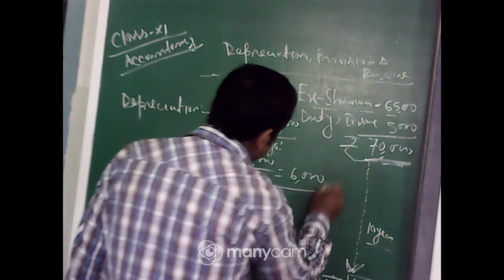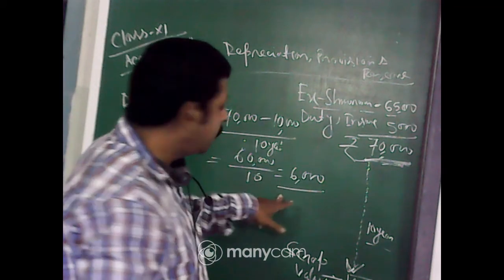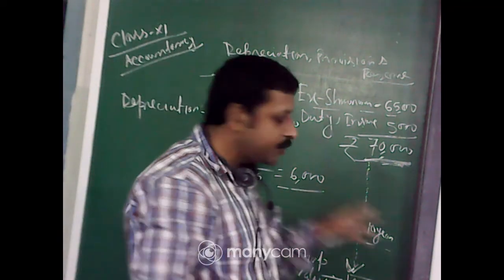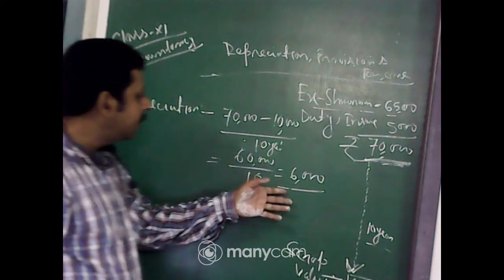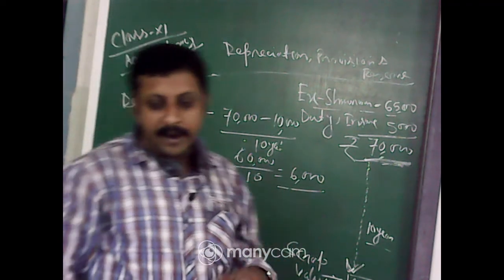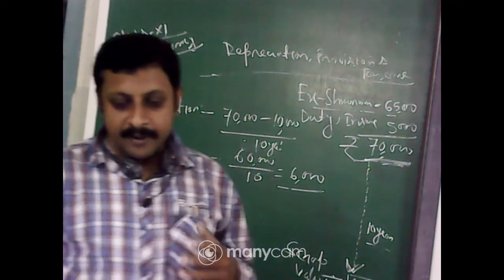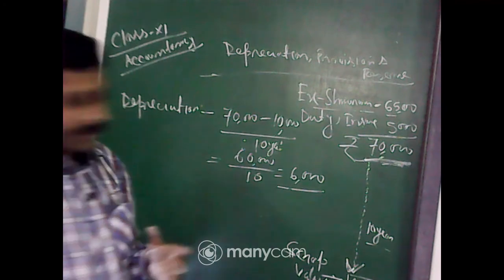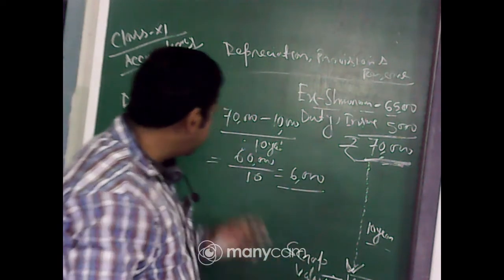In this method, each and every year you have to charge 6,000 as depreciation. So this is called the straight line method of depreciation. Okay, now 6,000 is there.